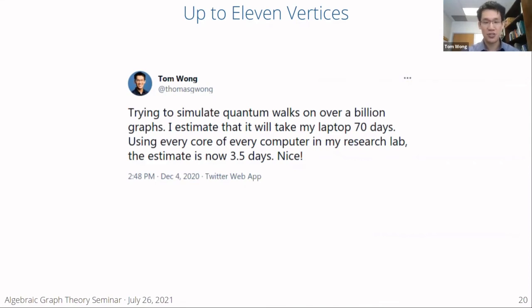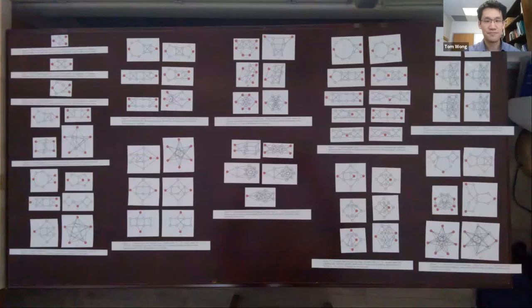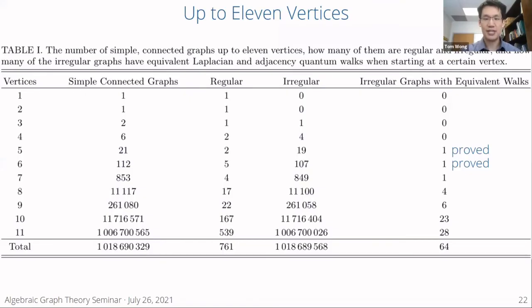And so here are all the graphs up to 11 vertices where you get equivalent quantum walks. I don't expect you to be able to see this, but the point is there's a bunch of them, and there's actually 64 of them. We're going to go through these in more detail so that you can see them. But first, here's a table showing the number of them.